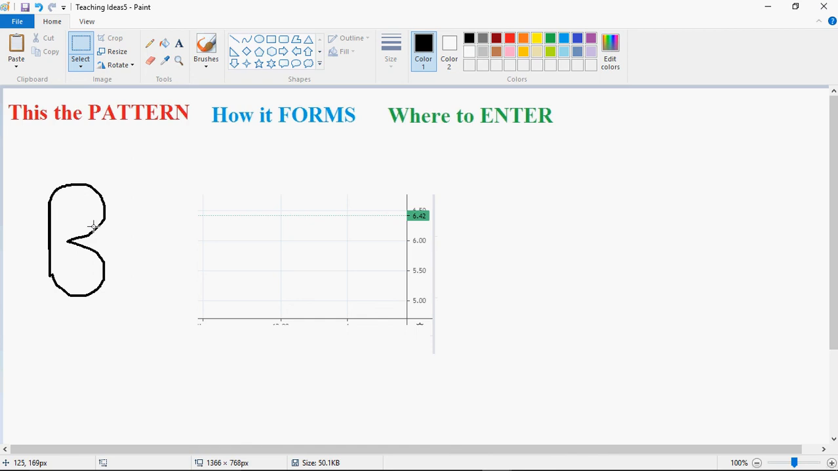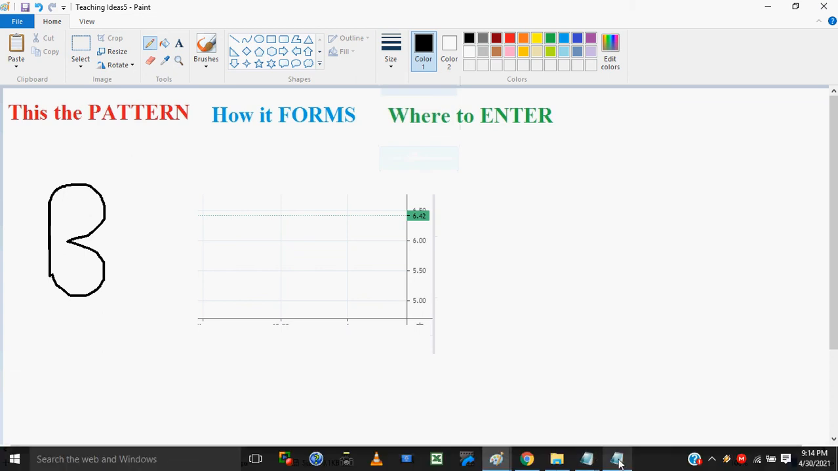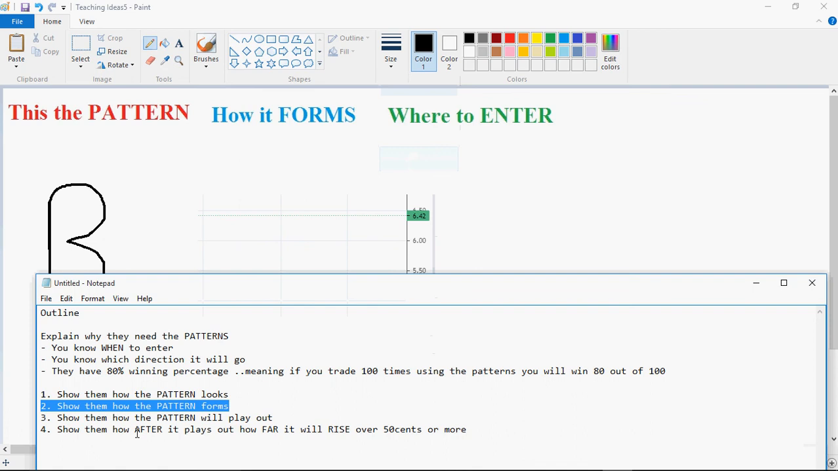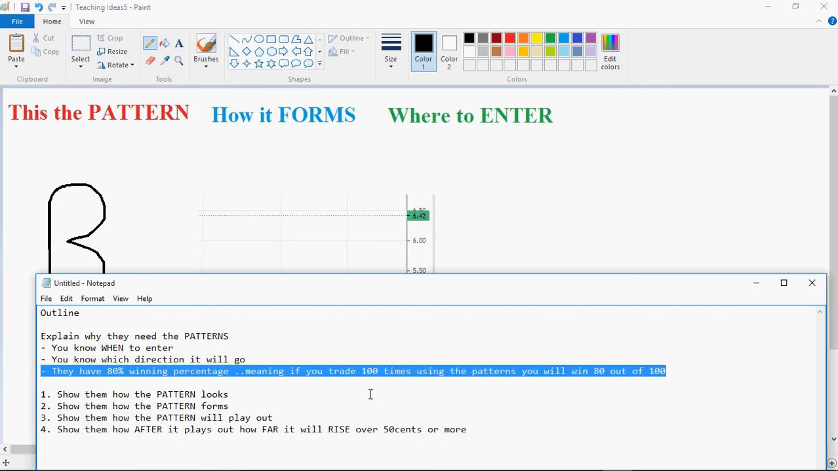Okay. Why am I showing you all these patterns? What's the purpose of it? How is it gonna help in trading? Here's how. As I said here in my notes, this is why you need the patterns. You will know where to enter, when, and you will know which direction. I already showed you the winning percentage is high for these four patterns, meaning you trade 100 times, you will win 80 out of 100. And as I said to you before, it will rise up 50 cents or more.